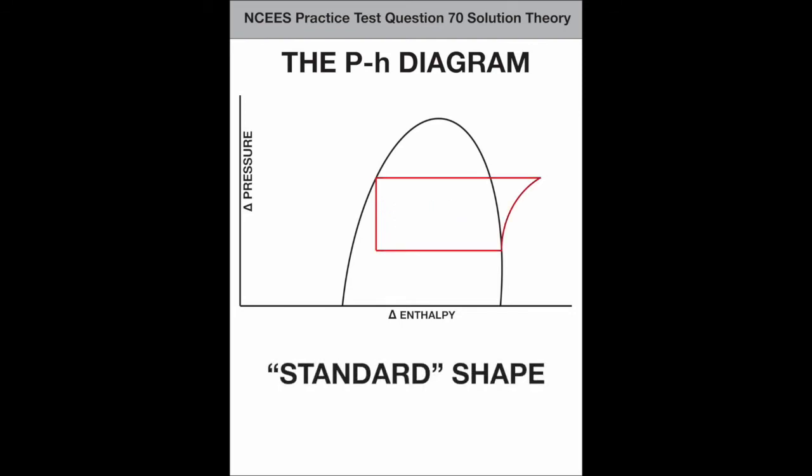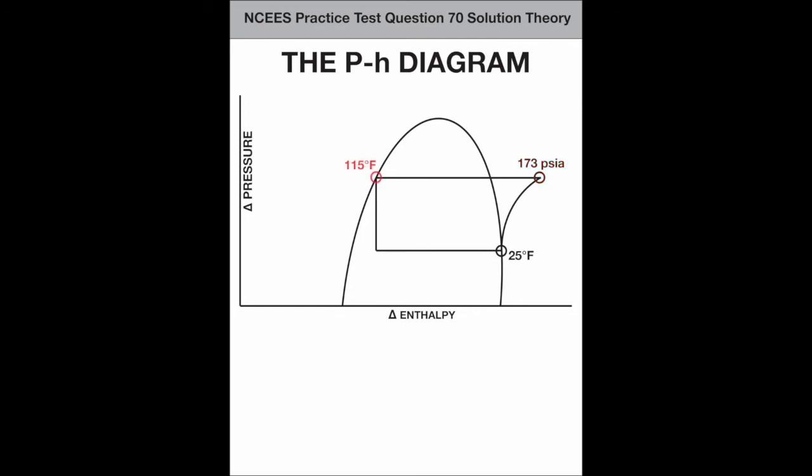As given by the problem, the compressor sucks in saturated vapor refrigerant at this point, 25 degrees. It discharges at this point, 173 psia. No condenser subcooling means that the refrigerant is taken to this saturated liquid point, 115 degrees. As discussed earlier, it's between these 2 points that you see the capacity of the compressor, except for one thing.